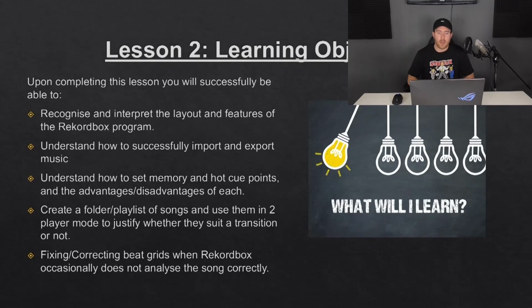Create a folder or playlist of songs and use them in 2-player mode to justify whether they're going to suit a transition or not. And fixing and correlating beat grids when Rekordbox occasionally does not analyze the song correctly. So that happens from time to time, and I'll show you how to fix that problem. But overall, I'll just be going through the whole of Rekordbox and everything that you need to know to make it easy for you when you start out using it. And yeah, let's get straight into it.